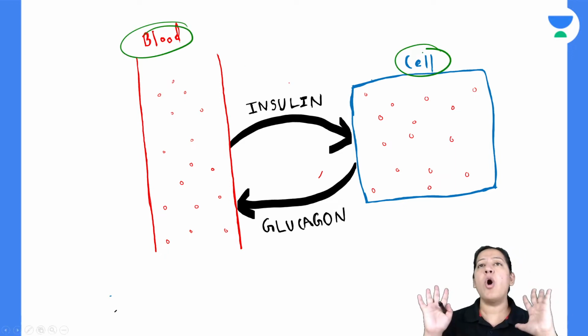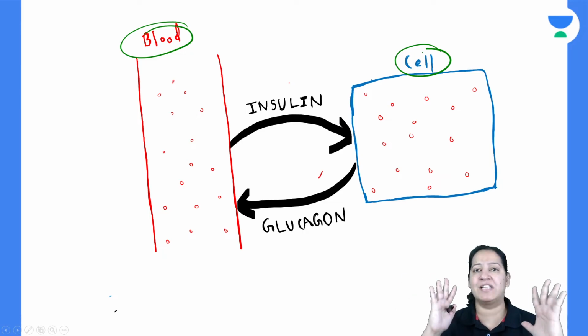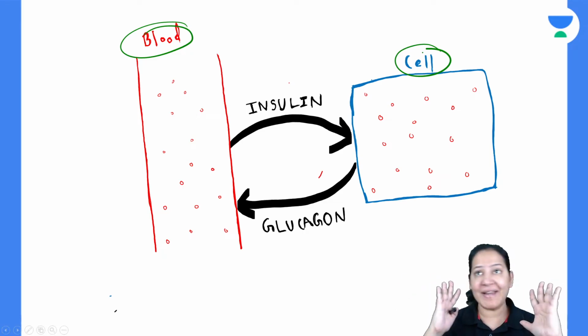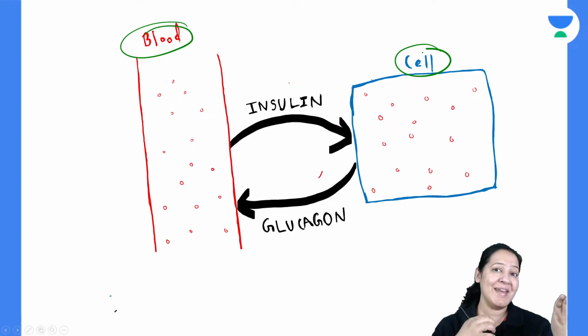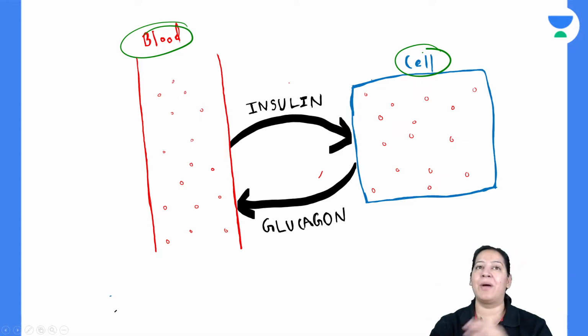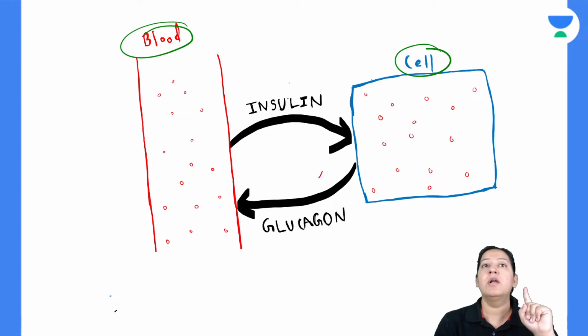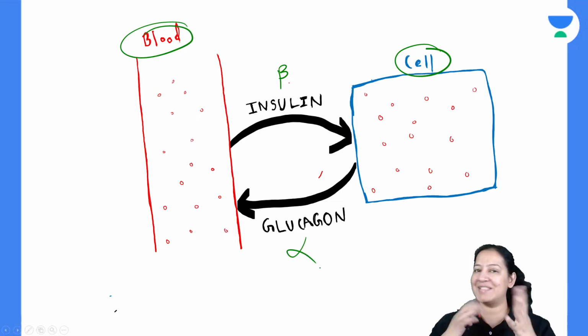There is a cell. Now a homeostasis is maintained between the blood and the cell for blood glucose level. Now there are two hormones which come in role, insulin and glucagon. You can see clearly in the diagram. Now there is insulin, there is glucagon. Insulin is secreted by beta cell of the pancreas, as I have already told you. Glucagon is secreted by alpha cell of the pancreas, as I have told you, right?